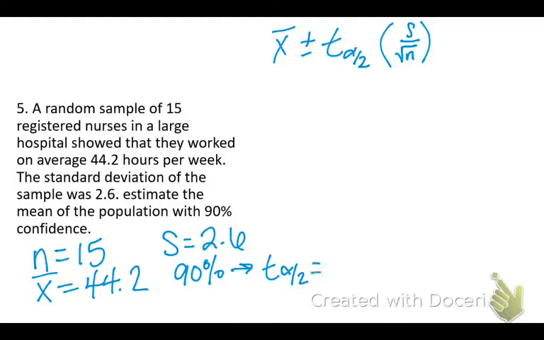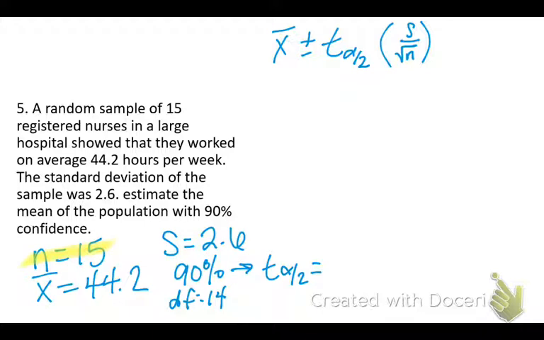Because of that, we have to go to our sheet and look at it, and what you need for that is to know the degrees of freedom. To get that, you just use your sample size and subtract 1. So my degrees of freedom is 14, and my confidence level needs to be 90%.